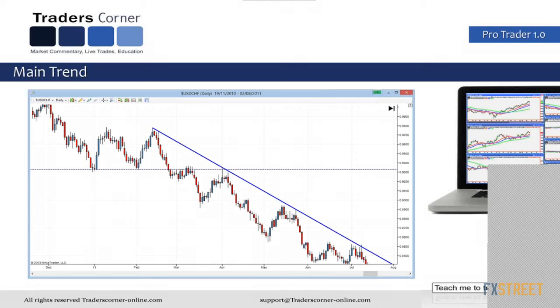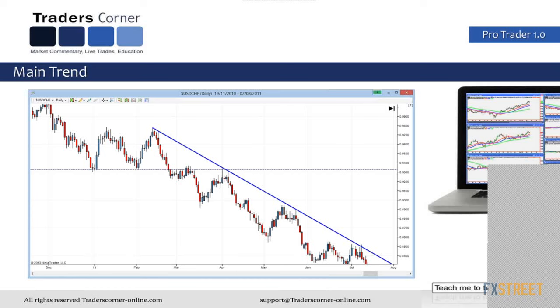Okay, it breaks through a previous level of support here, so it breaks through that level, and then it pulls back to that level. Then what happens? It sells off again. It breaks through that level and it comes back to it. And what happens? It sells off again. You cannot make this stuff up. It's absolutely perfect.